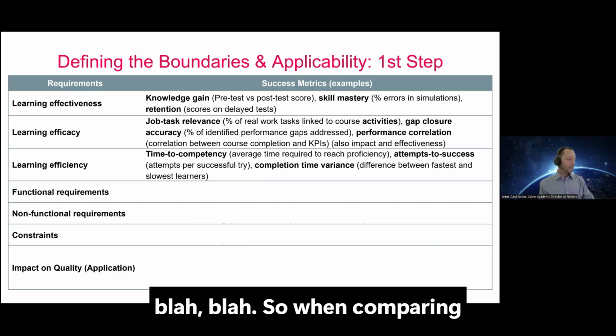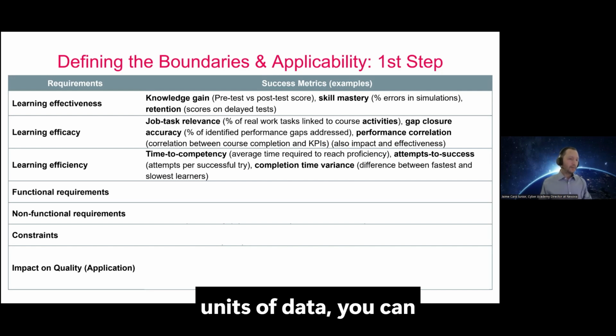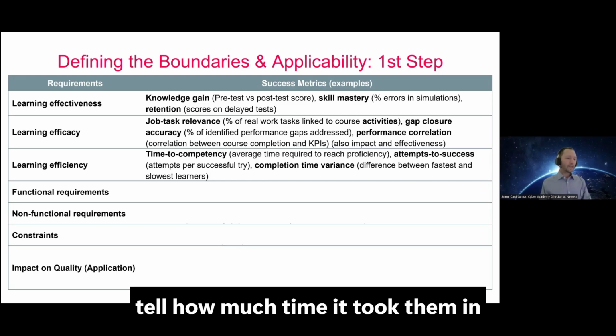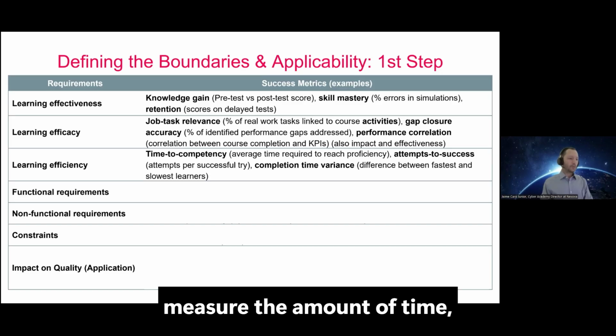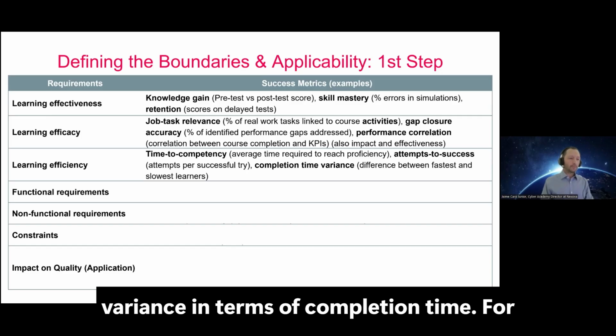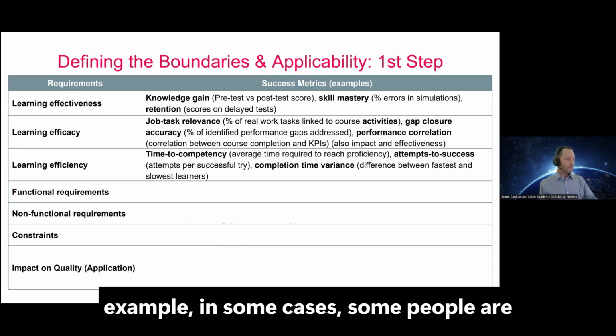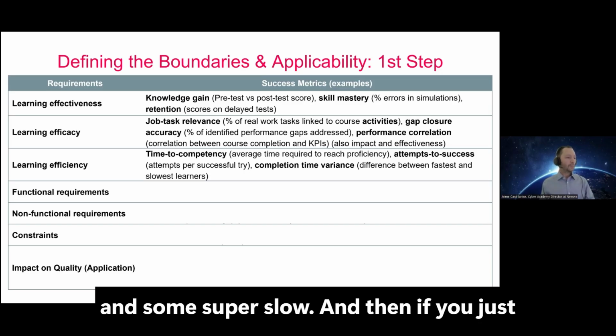So when comparing these units of data, you can tell how much time it took them in between attempts as well. So it can also measure the amount of time, so the completion time, and also the variance in terms of completion time. For example, in some cases, some people are really, really fast at completing the course, and some are super slow.